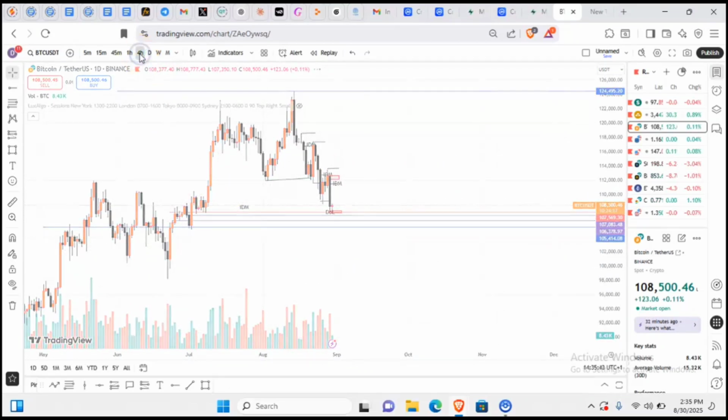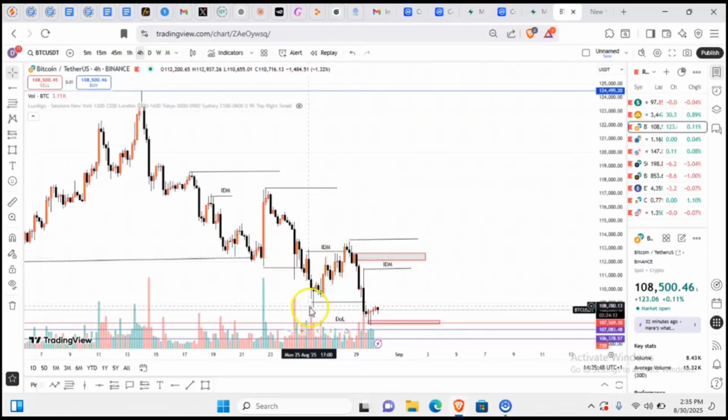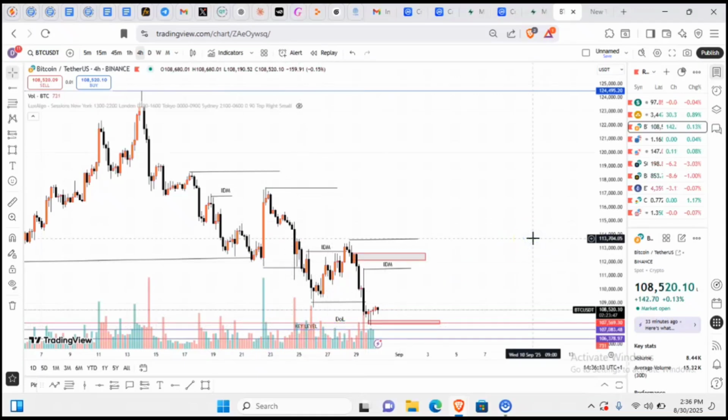Okay, but how are we gonna ride this trend? We need confirmations. We will not just buy. So this becomes our key level. I'm gonna mark that our key level. The point that is below our IDM becomes our key level, because that's what we want to see price tap into. Now this is how you can trade this market.